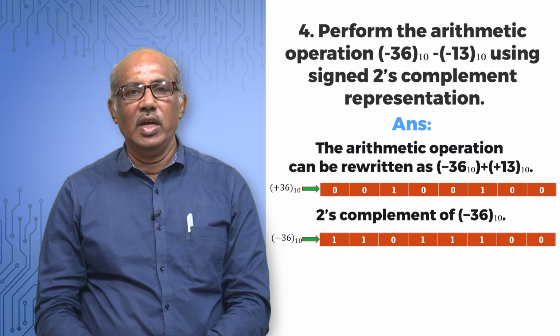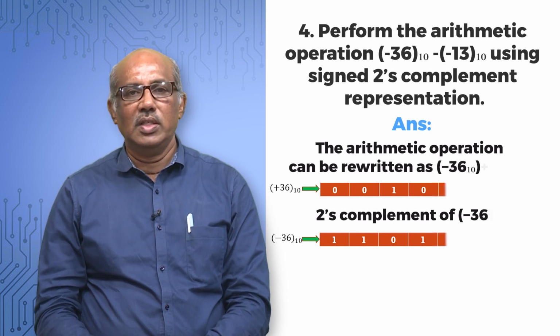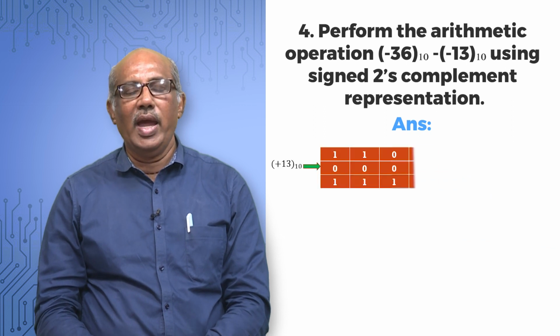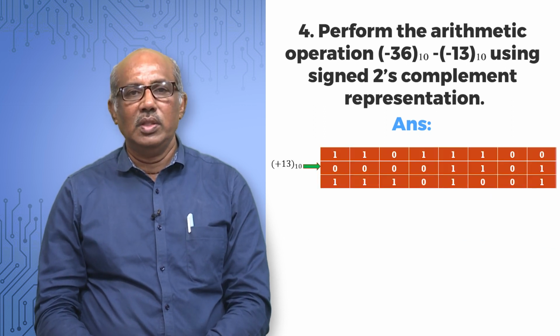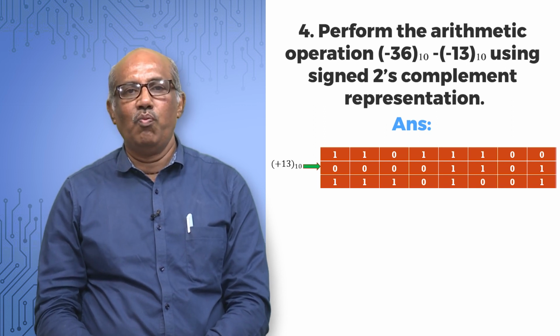The number which we get right now is decimal number minus 36, to which we have to add the decimal number 13. So, that is shown, we have added it up. Why? Because minus 36 minus of minus 13 can be represented as minus 36 plus of plus 13.